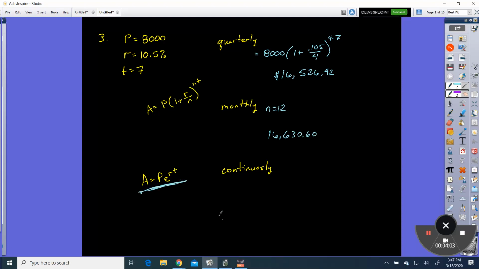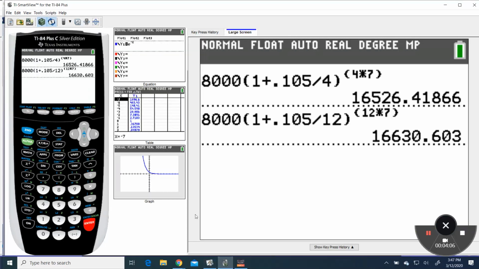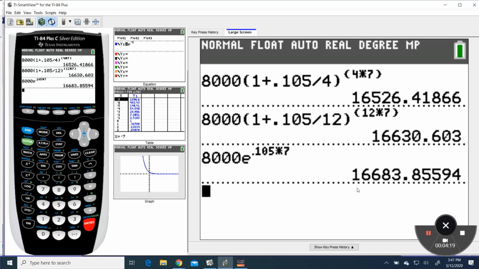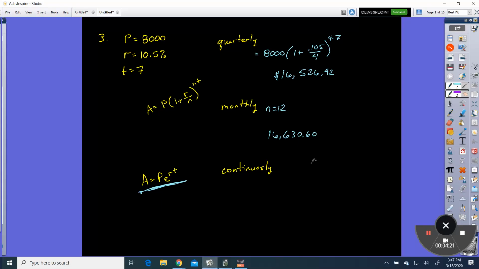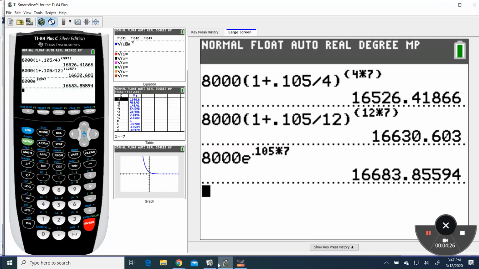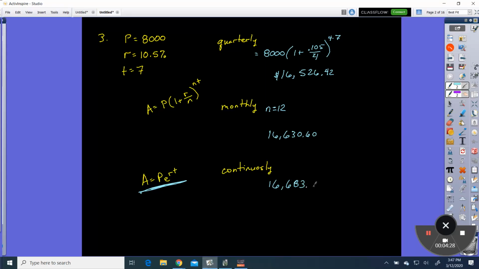Continuously, we use this Pert formula, principal e to the rt. So the principal again is 8,000. I hit second ln. The rate is 0.105. The time is 7. Hit enter. 16,683.86. So that's how you do question number 3.